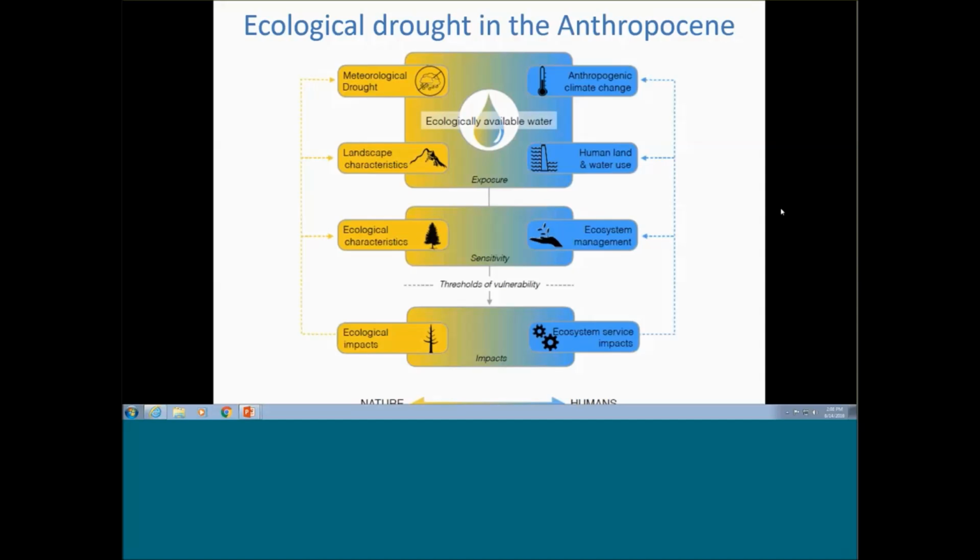And once you cross that threshold of vulnerability, you see an impact on the ground, a really persistent, widespread ecological impact, such as widespread tree mortality, which would then lead to ecosystem service impacts and just have cascading effects throughout that system. So if you go to the next slide, Jill.